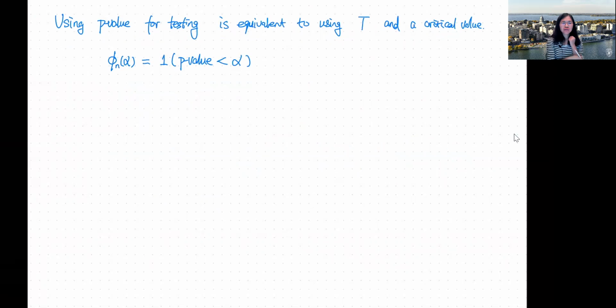In fact, you can use the p-value for hypothesis testing as well. Using the p-value for testing is equivalent to using the test statistic that you use to define the p-value, and the critical value. So what do I mean by that? Suppose you have the p-value, you can define a hypothesis test with significance level alpha to be the indicator that the p-value is less than alpha. That is, if you observe a p-value that's less than alpha, then you reject the null. If you observe a p-value that's greater than or equal to alpha, you do not reject the null.